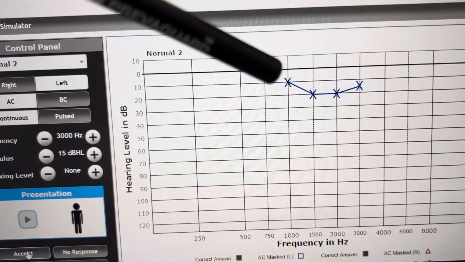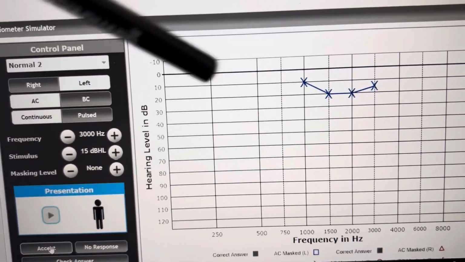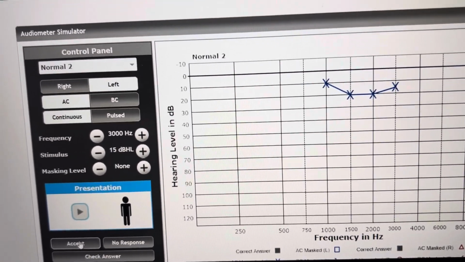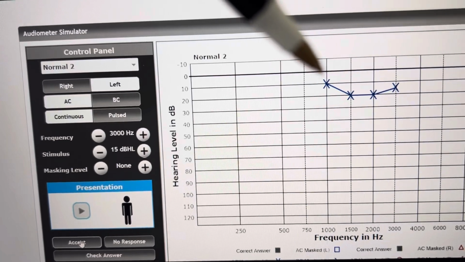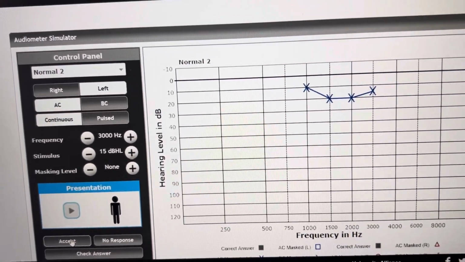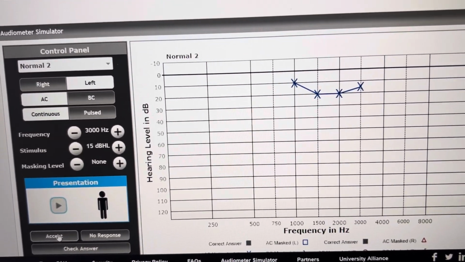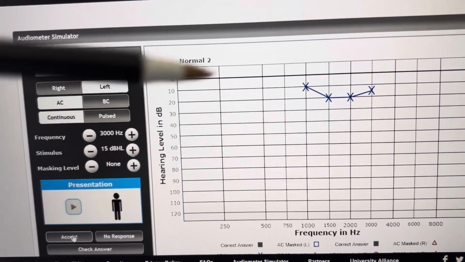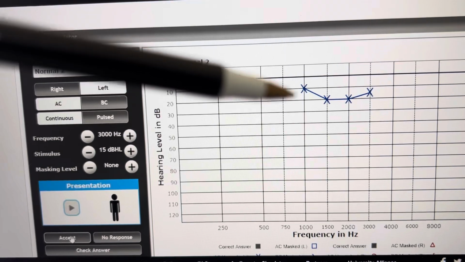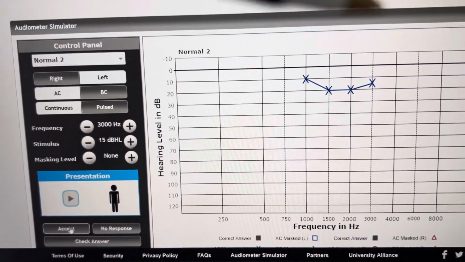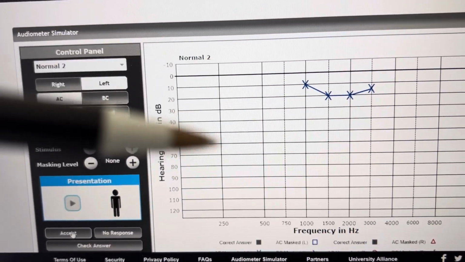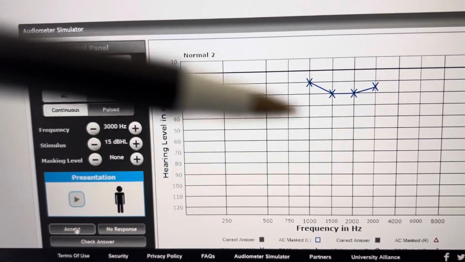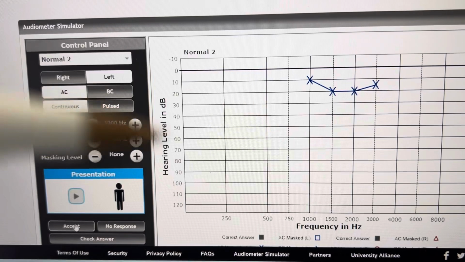1000 hertz at 10 decibels. That's the threshold right here for that frequency. So this particular person can hear, that's the softest sound he can hear at this frequency. We're talking about 10 decibel hearing levels at 1000 hertz. That's the softest sound he can hear in his left ear.